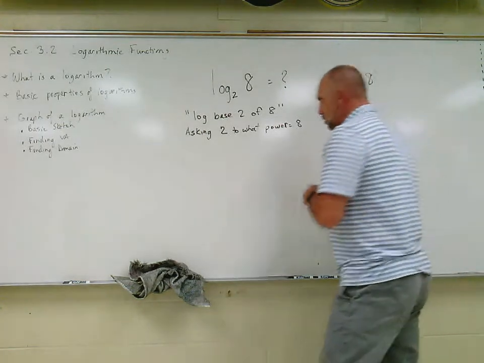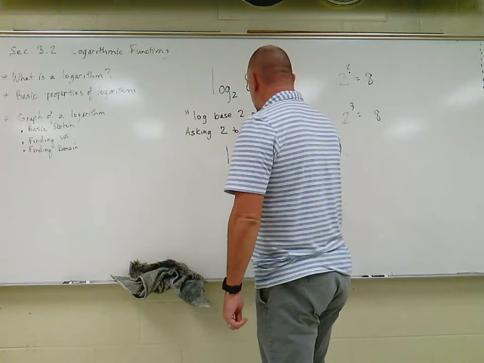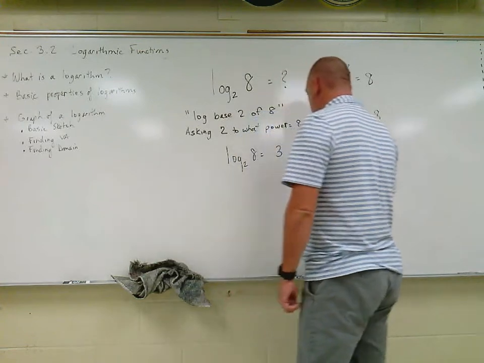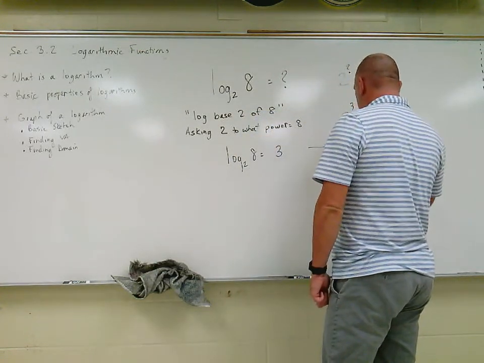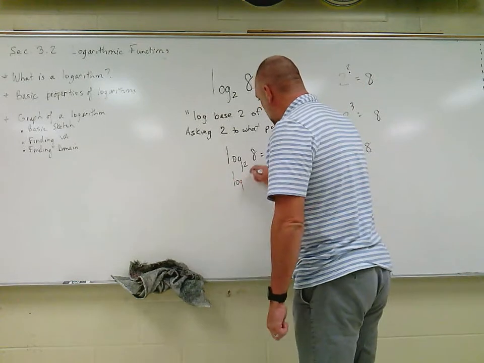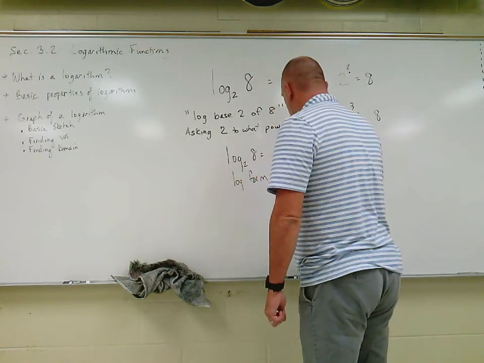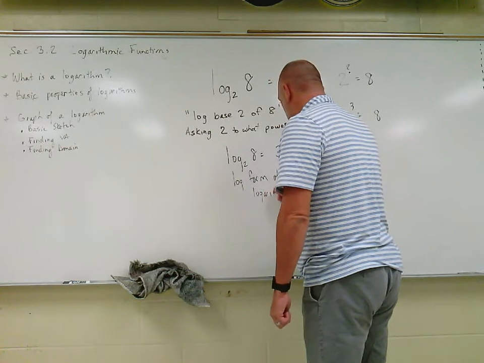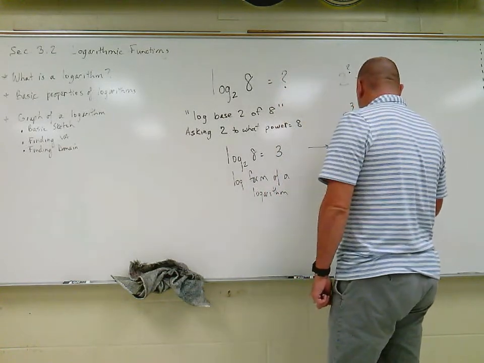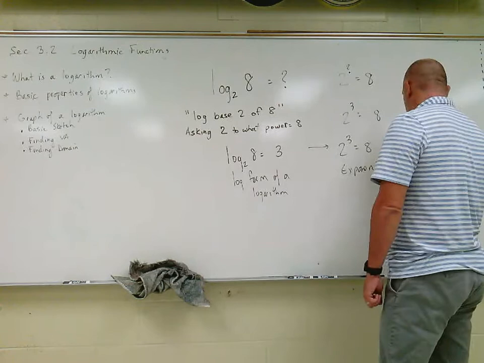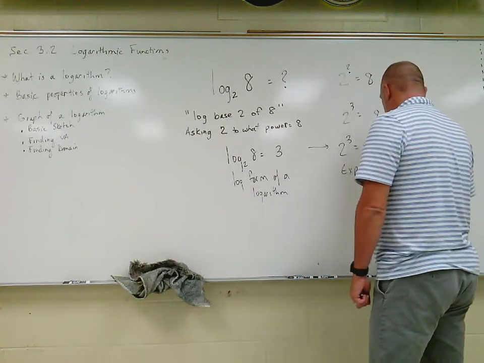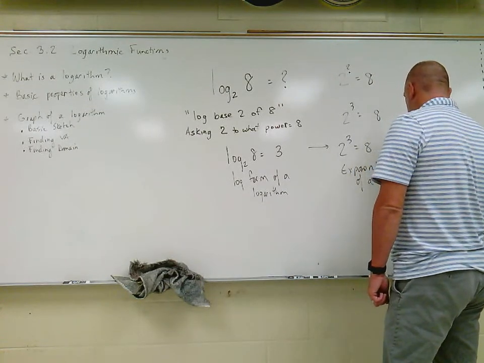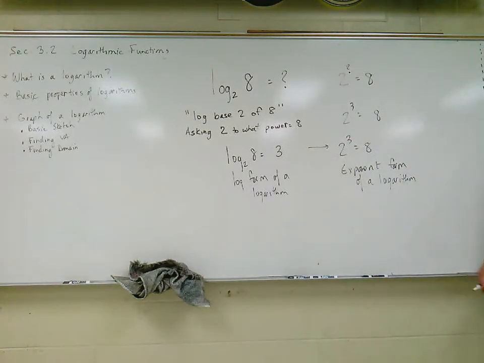So the answer to this would be log base 2 of 8 equals 3. And so you should be able to say 2 cubed is 8. This is the log form of a logarithm, and you can always write a logarithm in exponent form. This is the exponent form of a logarithm. So really, I'll put a couple more, but that's really it. If you can do that, then you can do logs.